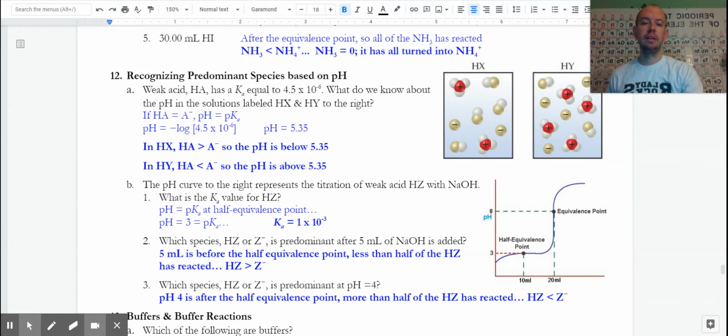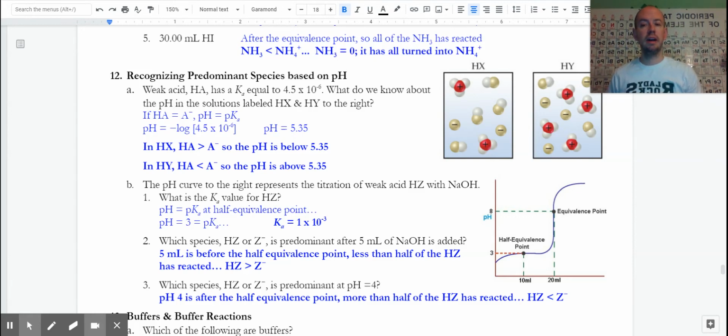So after 5 milliliters have been added, what do I have more of? I'm right here and my pH is very low, but most importantly, I'm before the half equivalence point. Right there, it is all acid, all HZ. Right here, HZ equals Z minus. Right here, it has all been converted, or reacted, to Z minus. So at 5 milliliters, it's before the half equivalence point, so less than half of the HZ has reacted. Therefore, I still have more of my acid than my conjugate base. It would look more like this guy right here. It would still look a lot like this with a little bit that has been converted.